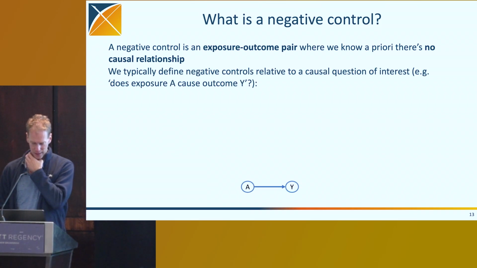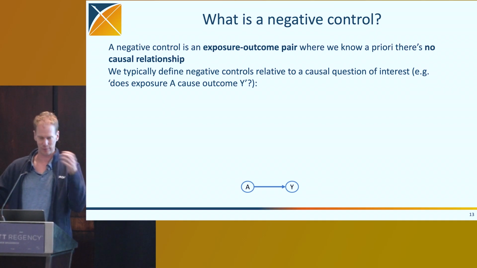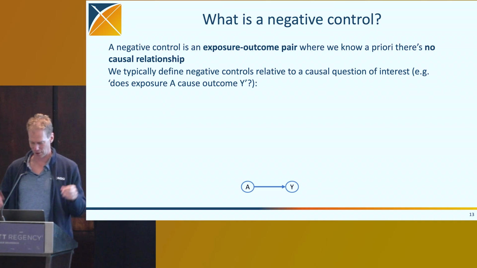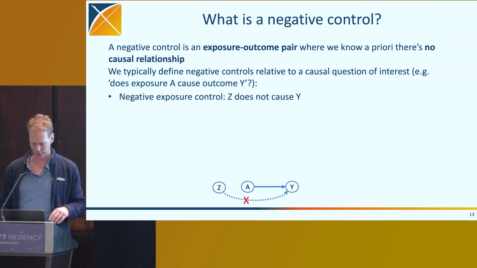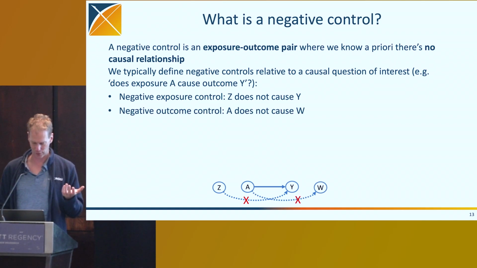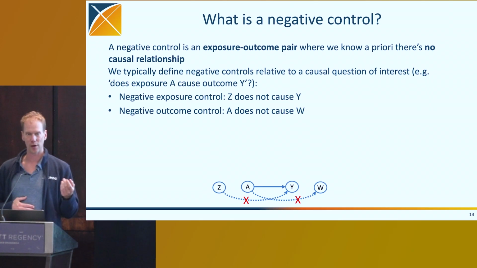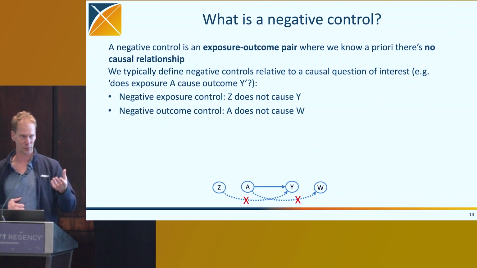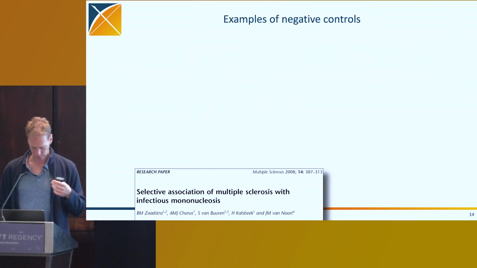We typically define a negative control relative to a causal question of interest. So we might be interested in whether ACEs compared to ARBs cause MI, and then we want a negative control that's either another exposure that we know doesn't cause MI, but we tend to use negative control outcomes. So these are things that we know are not caused by our target or our comparator exposure.